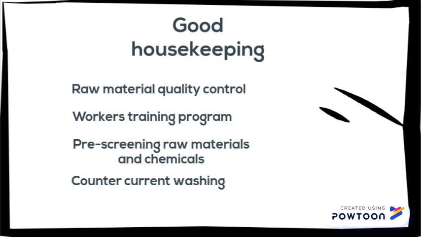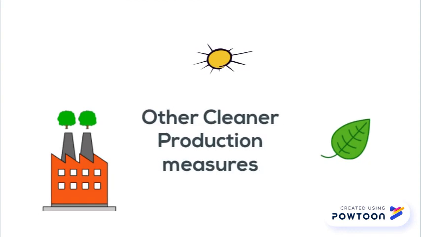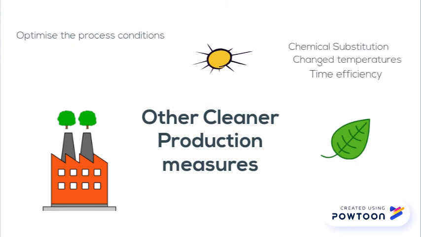Better environmental performance can be set up by implementing robust raw material quality control. On an operational level, the housekeeping can be improved by creating a robust training for employees and maintenance plan. This covers daily inspections and pre-screening of raw material. Moreover, the process can be improved by implementing a closed loop, such as countercurrent washing. The textile industry may also benefit from optimizing the process conditions, for example by chemical substitution, changed temperatures, or time efficiency.